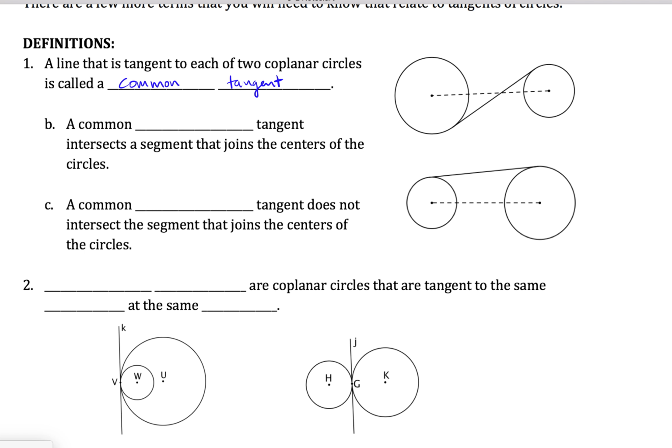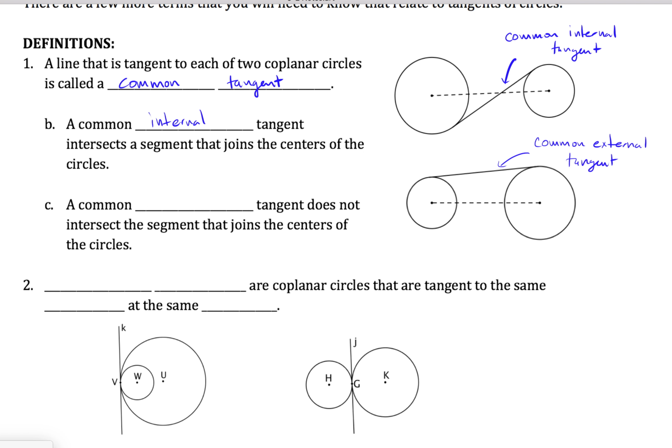In this top diagram, what we're looking at, this thing right here, is called a common internal tangent. So this blank here is for internal. It's intersecting a segment that joins the centers of the circles. So it's a common tangent, meaning it's tangent to two circles, and it's intersecting the segment that joins the centers, that dotted line there. This bottom diagram, this tangent right there, is called a common external tangent.